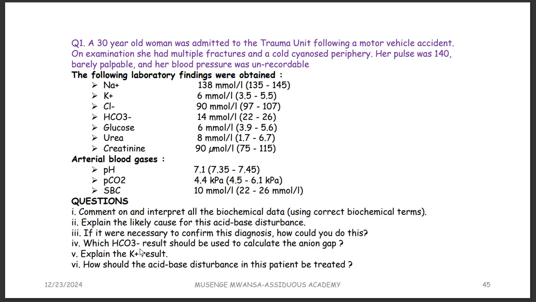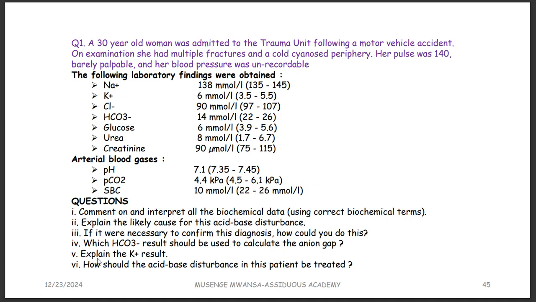And then explain what the SBC is. Anyone that remembers? Yes. SBC is the standard bicarbonate concentration that is calculated by looking at the pH and not the actual bicarbonate that is in blood. Is that okay?